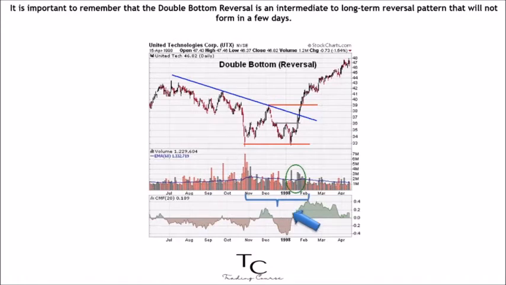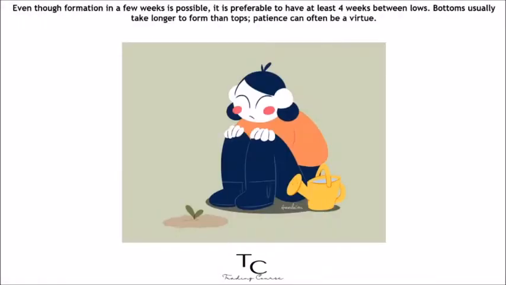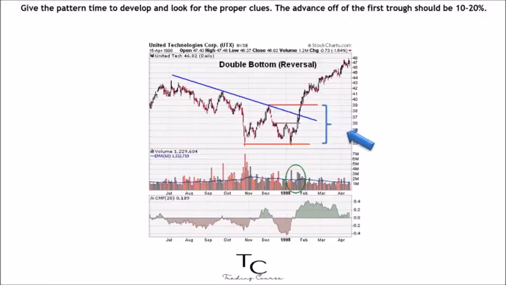It is important to remember that the double bottom reversal is an intermediate to long-term reversal pattern that will not form in a few days. Even though formation in a few weeks is possible, it is preferable to have at least 4 weeks between lows. Bottoms usually take longer to form than tops. Patience can often be a virtue. Give the pattern time to develop and look for the proper clues.